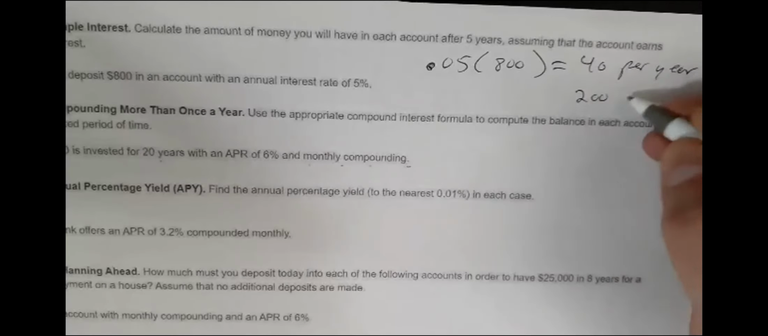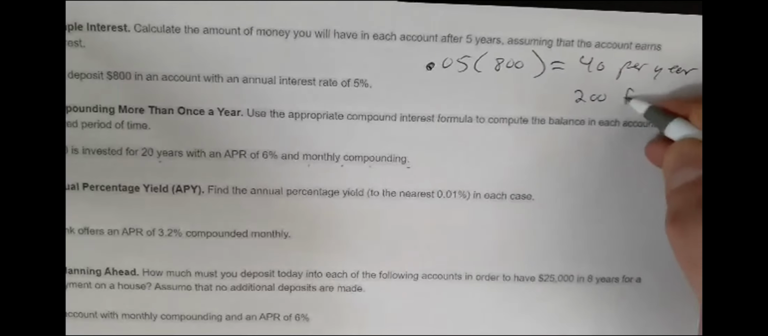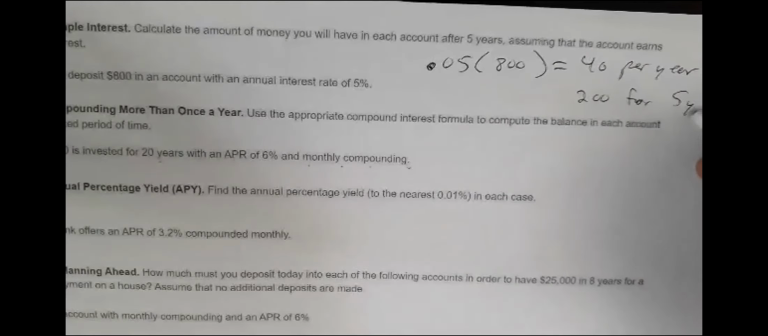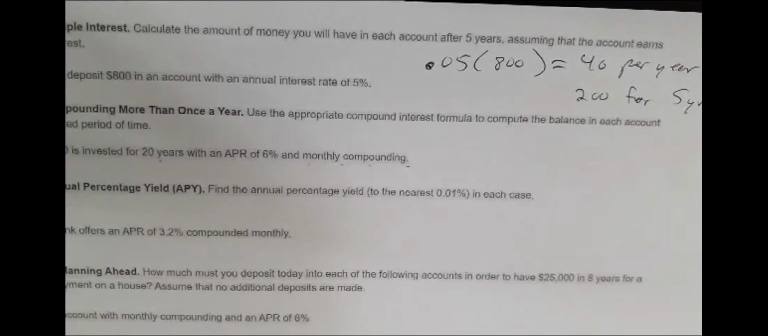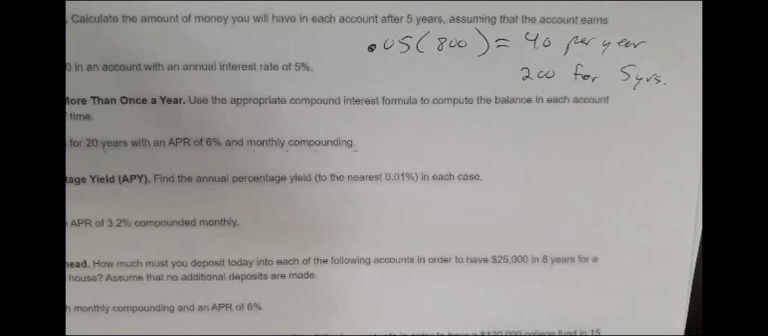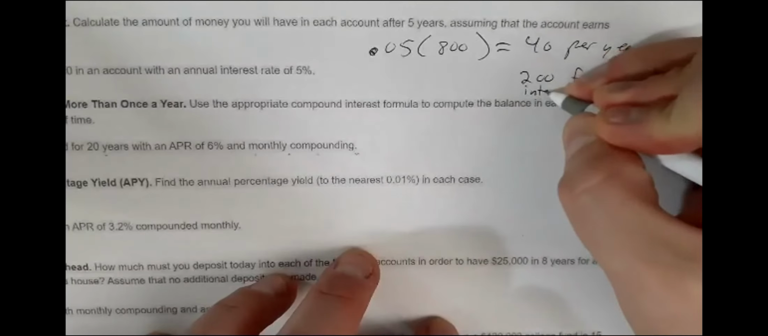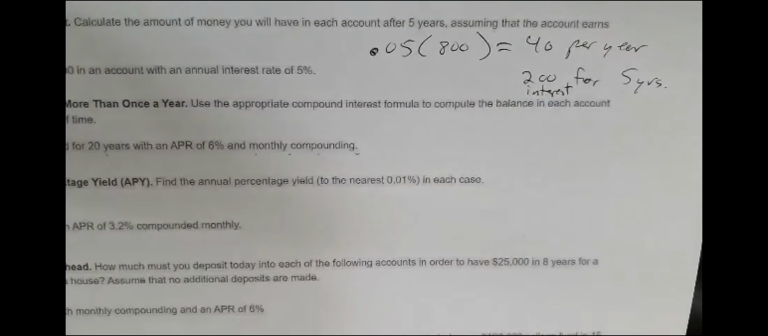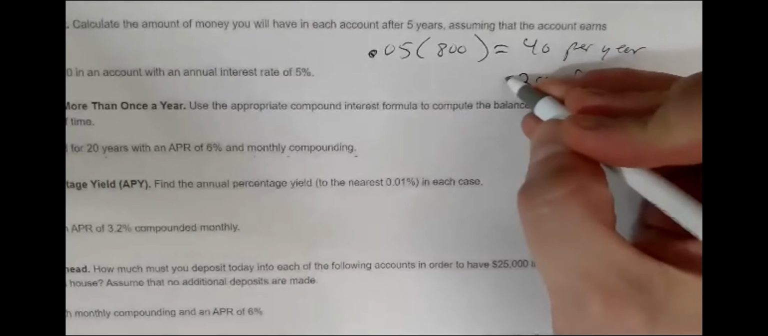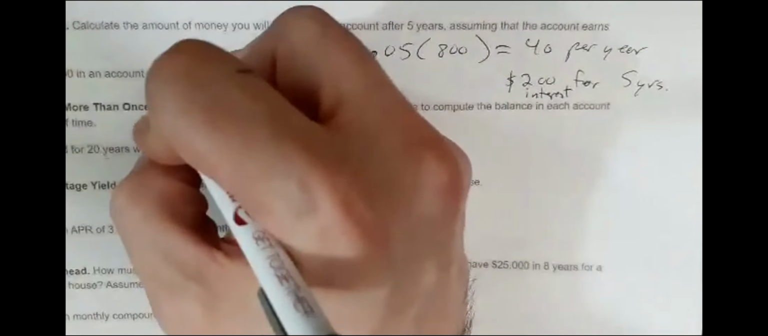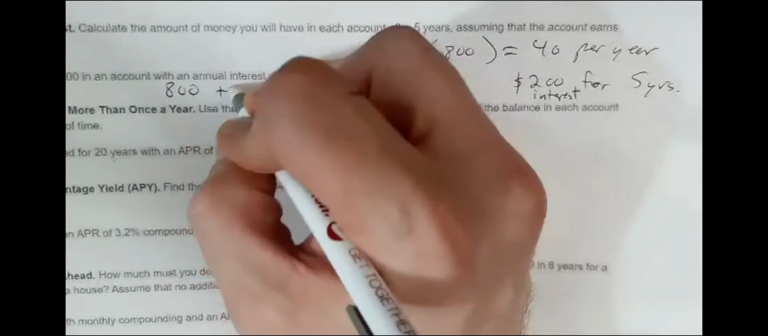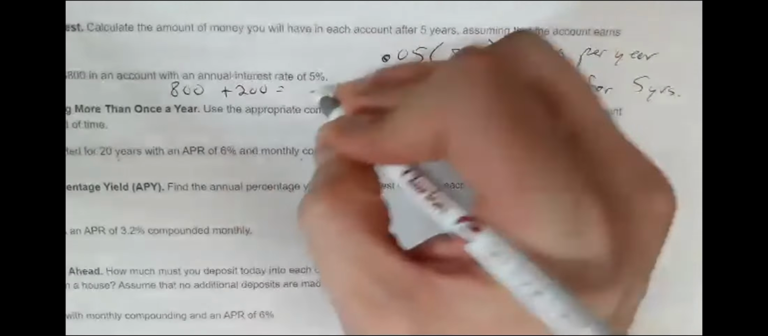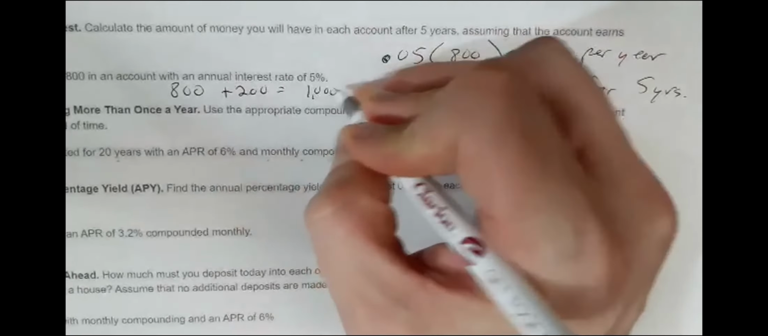The amount that we will get after 5 years will be 200 for 5 years, right? And so this is 200 in interest. So if they asked how much interest we would get for 5 years, it would be the 200. But they want to know how much money we have. So we started with 800. We're going to add 200. I believe this is getting $1,000.